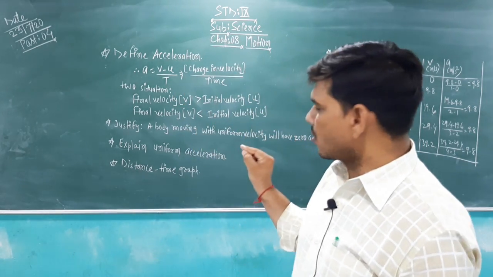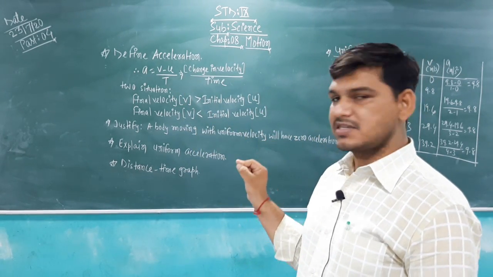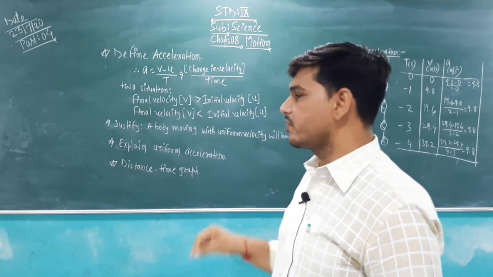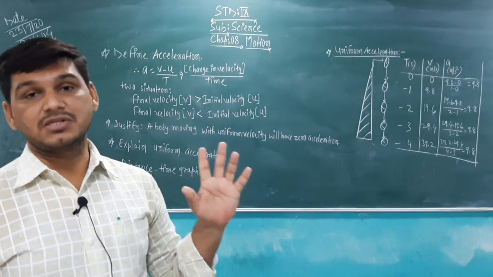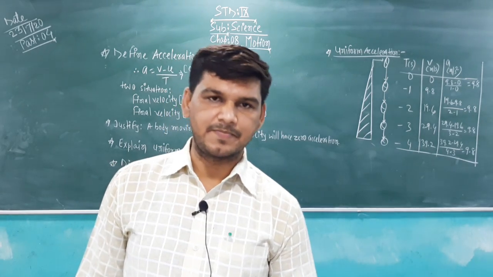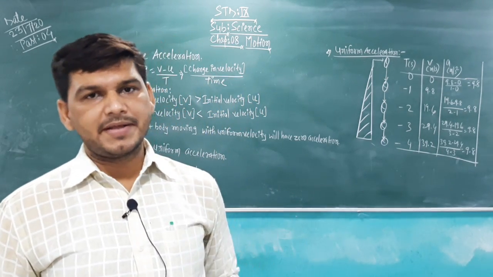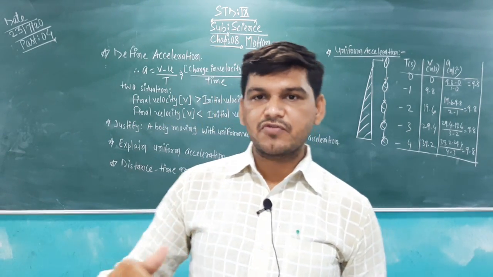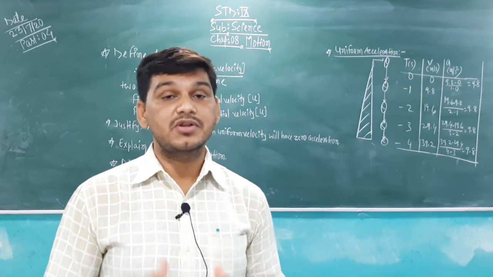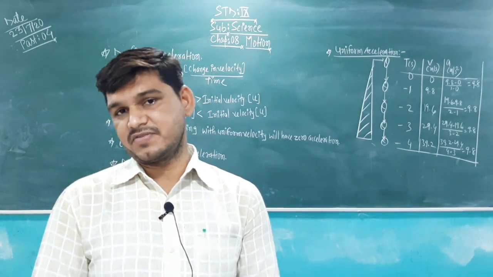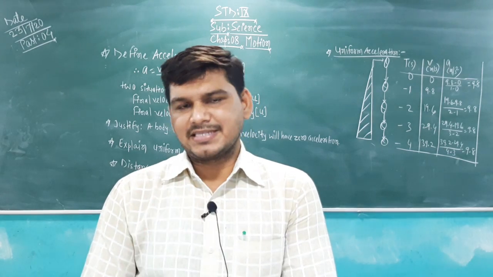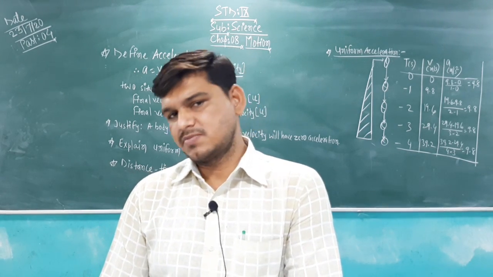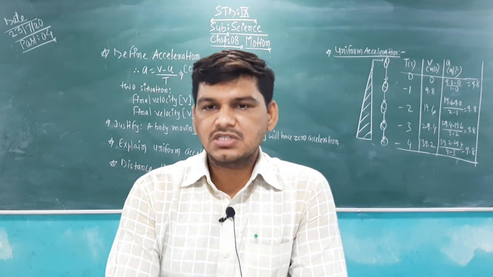Now the next concept I write here: justify the statement, a body that is moving with uniform velocity has an acceleration of 0. How can we explain? So if a body is moving with uniform velocity, the acceleration will be 0. How can you justify this statement? So it is very easy. Acceleration, small a, is what?